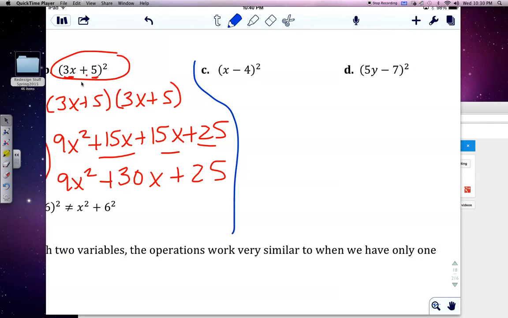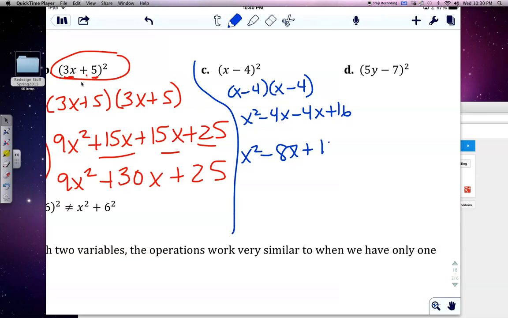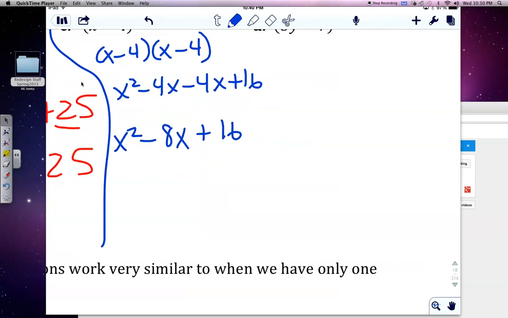Okay, part C, the same thing as this. Minus 4x plus 16. So I get x squared minus 8x plus 16. Again, I doubled the negative 4x. In part D, let's see if we can do the shortcut here.